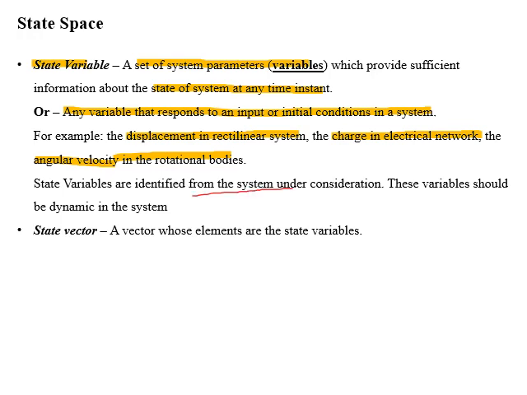State variables are identified from the system under consideration, and these variables should be dynamic in the system. State vector. A vector which is formed by state variables is known as a state vector.